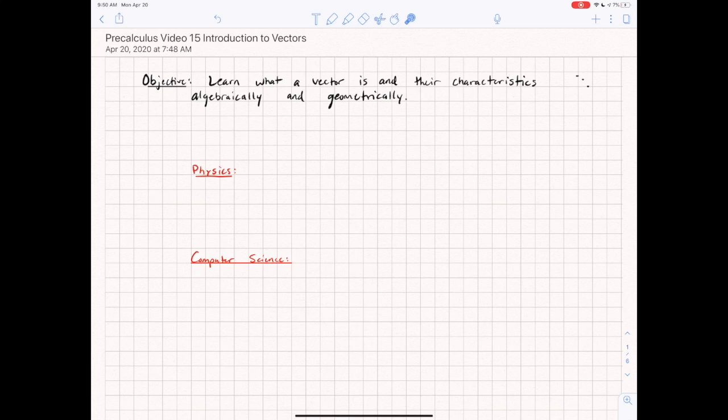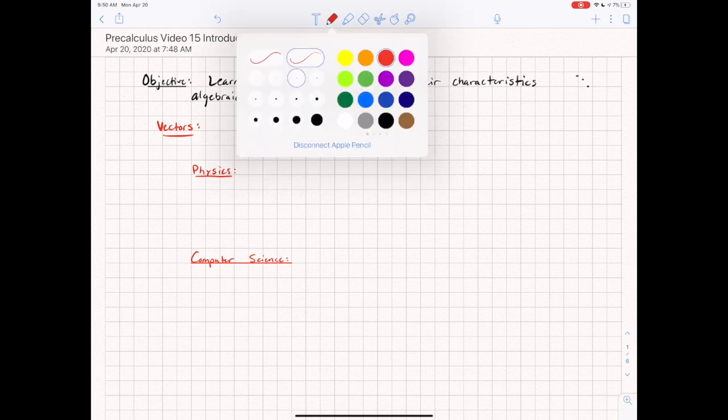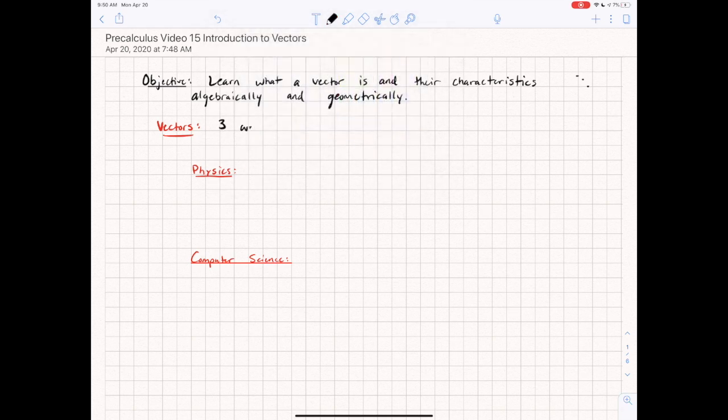Okay, so when we talk about a vector, vectors are kind of interesting because depending on the subject or the application of a vector, there are actually three ways to classify a vector. The first way is the physics definition, which is a vector is defined as a path, or really it's a ray that has magnitude and direction.